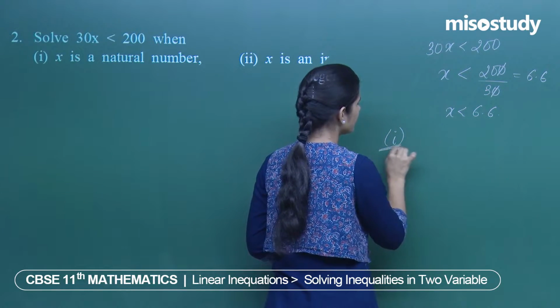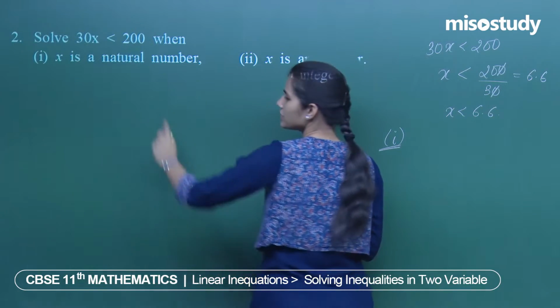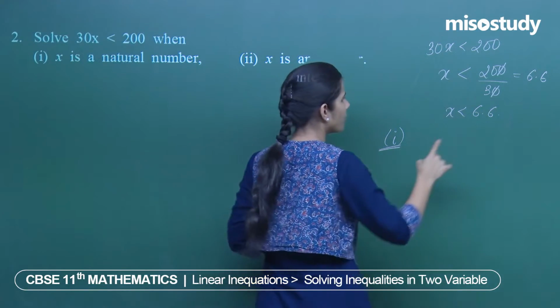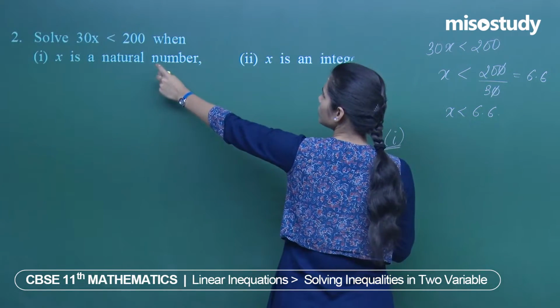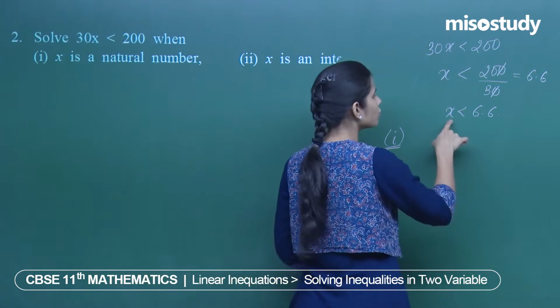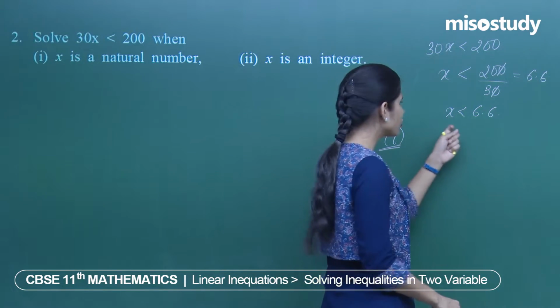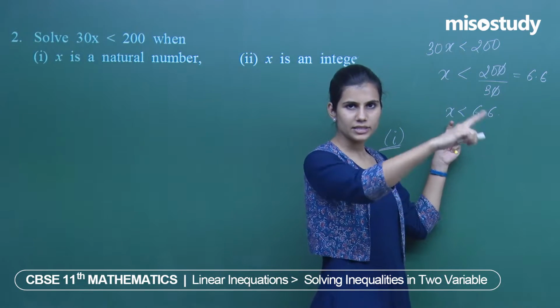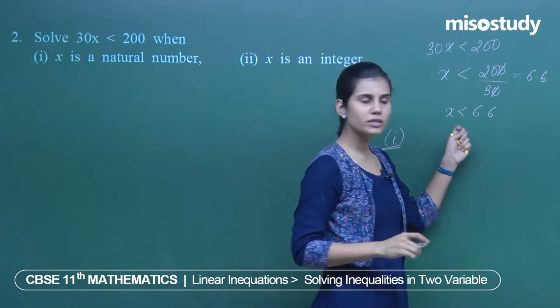First part. I want all the natural numbers which are solution of this inequality. All the numbers which are solution of this inequality are those numbers which are strictly less than 6.6. If I want solution in natural numbers, that means I want those natural numbers which are strictly less than 6.6. Natural numbers begin from 1, then it is 2, then 3, then 4, then 5, then 6, then 7 and 8. Which are the natural numbers strictly less than 6.6?